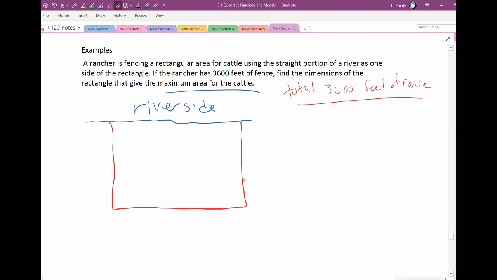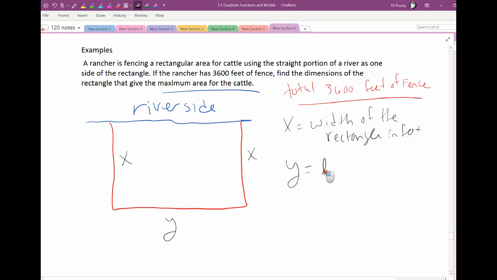But there are two parts to the rectangle. There are these height or width parts, if you want to think about them that way. And then there's this one side here that's the length. And those are going to be my unknowns. I need to figure out what those values are. What do I want my heights to be, my widths to be? What do I want my lengths to be? And so I'm going to let X represent the width of the rectangle in feet. Y represents the length. And I only have one length in feet.